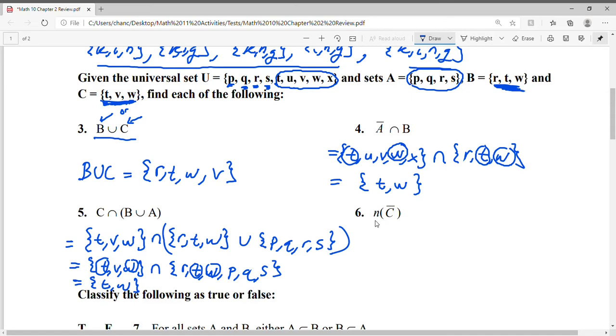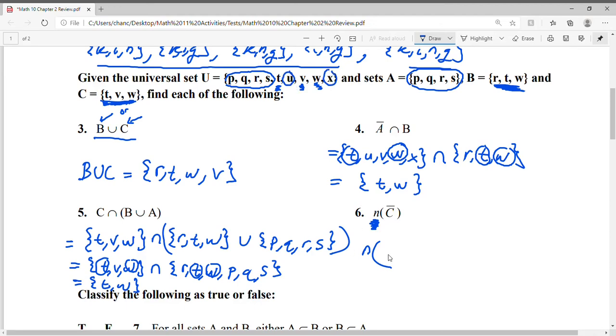For question number 6, this N here just tells us we're looking for the cardinality or the number of elements in C complement. Well, we'll have to find what C complement is first. C complement is everything in the universe that is not C. So let's look at our universe and look for TVW. TVW. So everything that is in the universe but not in C are these letters.